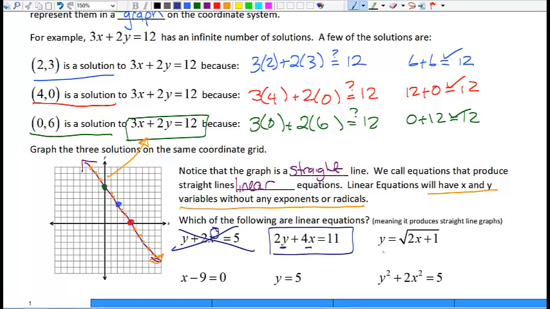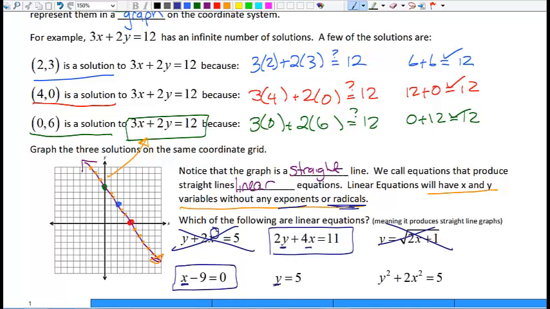The next one, y equals the square root. Well, with any radicals, we're going to have to say that's not going to be linear. How about x minus 9 equals 0? There's an x value, there's no y value. But that's not going to exclude it from being a linear equation. The only thing that excludes it is if it has exponents or radicals in it. So this is a linear equation, even though it doesn't have a y.